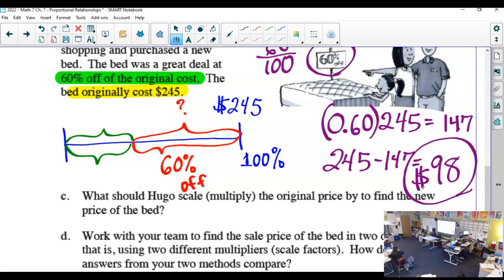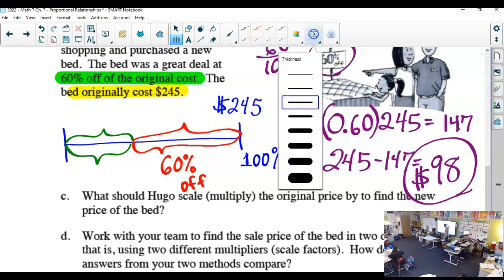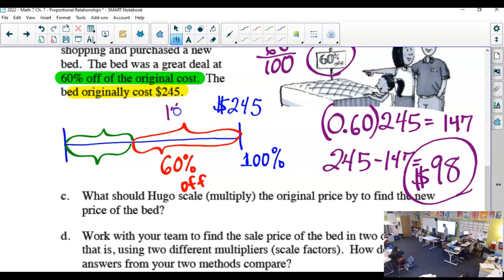Yeah, maybe it's like an end of season clearance or something like that. So this tells us this question mark is 147 that they saved, 147 that they didn't have to pay. But guys, I walked around and I asked this to most groups. I think there's a quicker way. I think there's a better way.